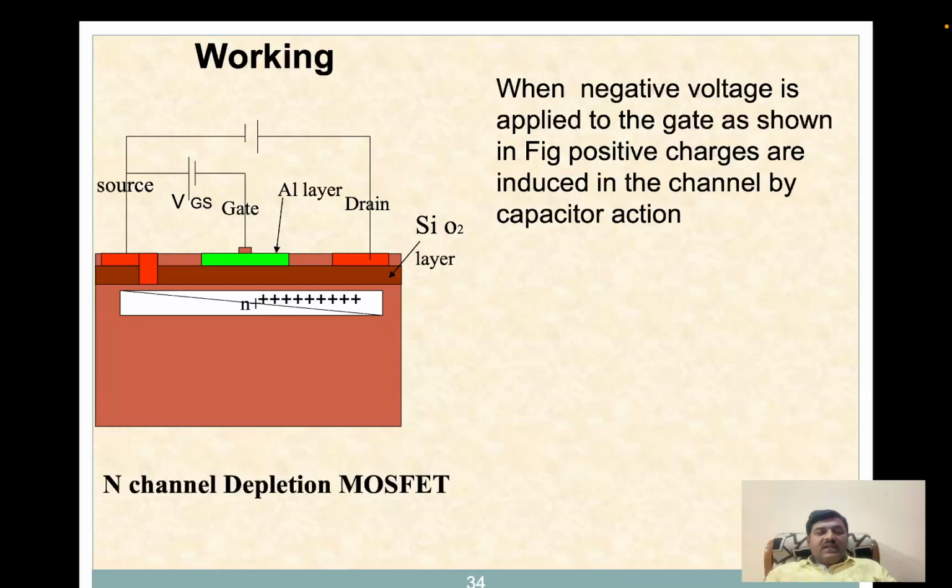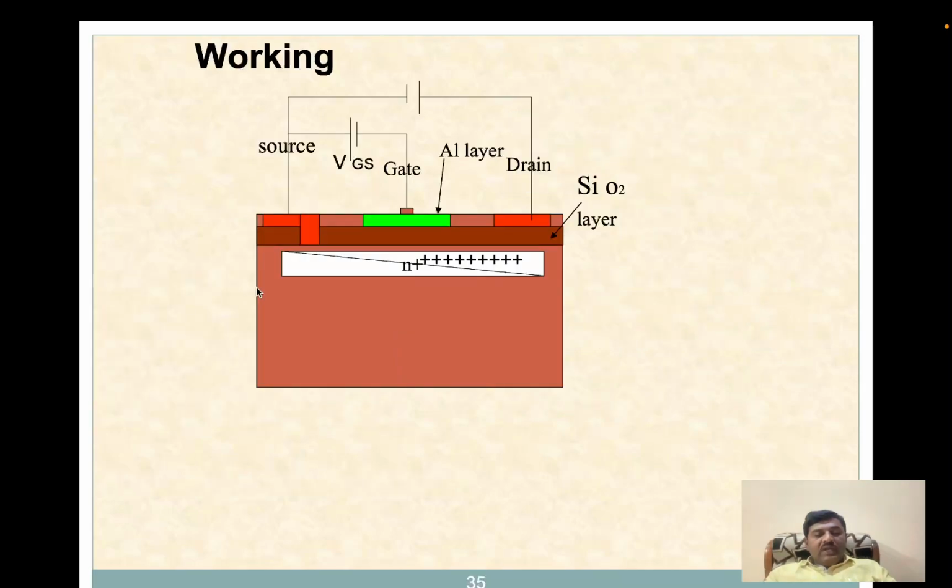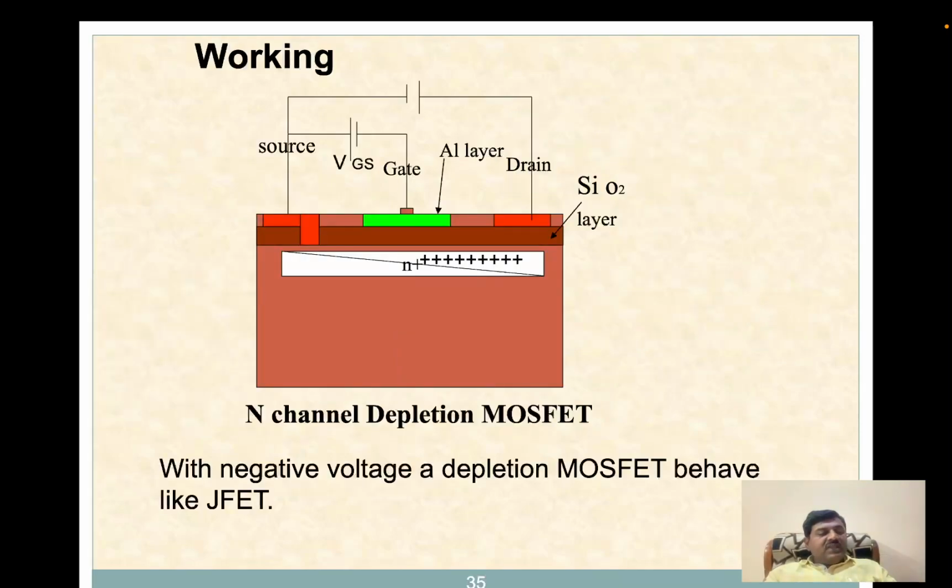So next, when a negative voltage is applied to the gate, which you are seeing in the figure, the positive charges are induced in the channel by the capacitor action. So the induced positive charges make the channel less conductive and the drain current decreases as VGS is made more negative, that is, the gate to source voltage is more negative. So with negative voltage, depletion MOSFETs behave like a JFET.